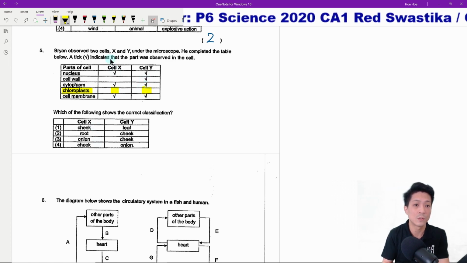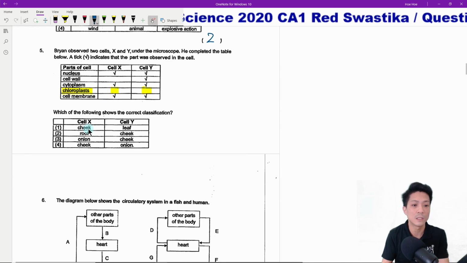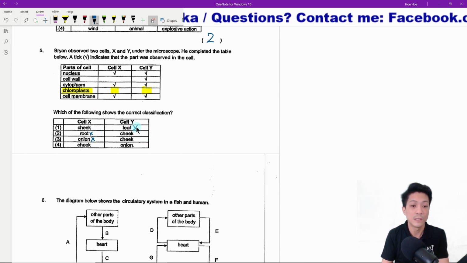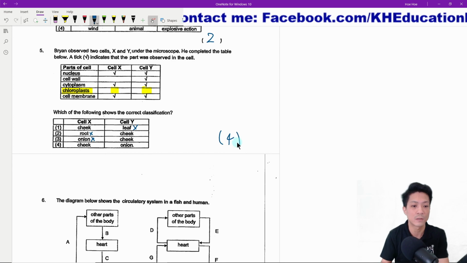Okay, so we are going to eliminate plant cell, and for cell Y, we're gonna eliminate the leaf because chloroplast is absent. Okay, which means that number 4 should be the correct answer.